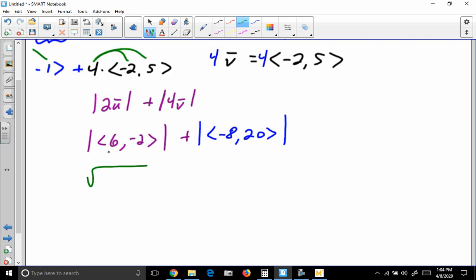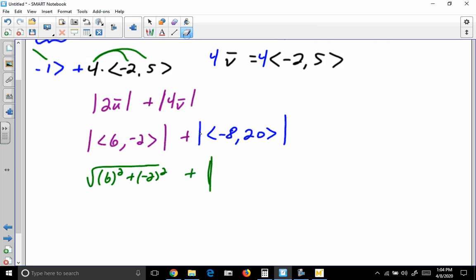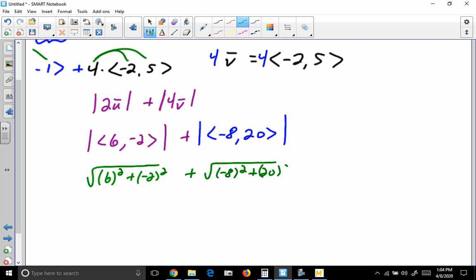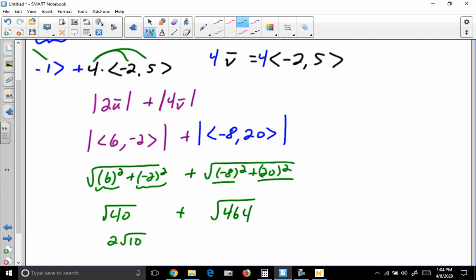So the magnitude of this one is the square root of 6 squared plus negative 2 squared. The magnitude of this one is the square root of negative 8 squared plus 20 squared. So we get 36 plus 4, so that's the square root of 40, or 2 square roots of 10. This is 64 plus 400, so 464.